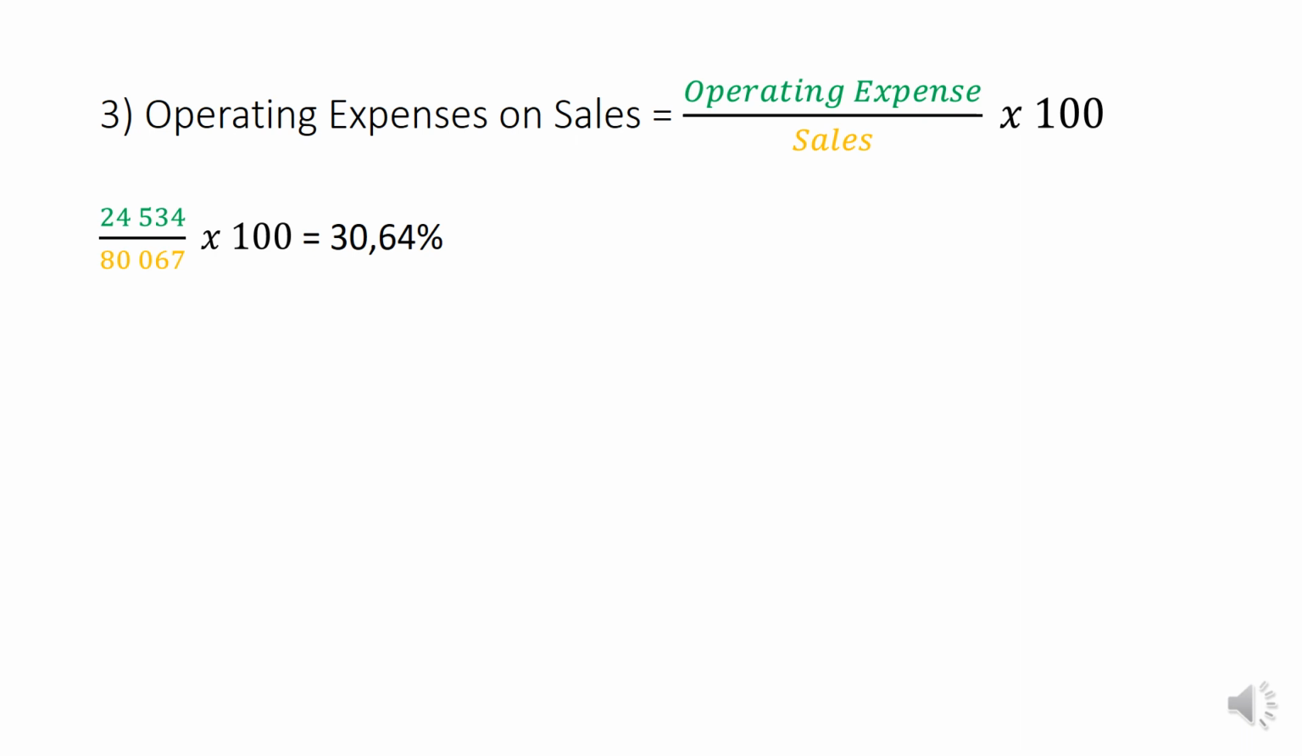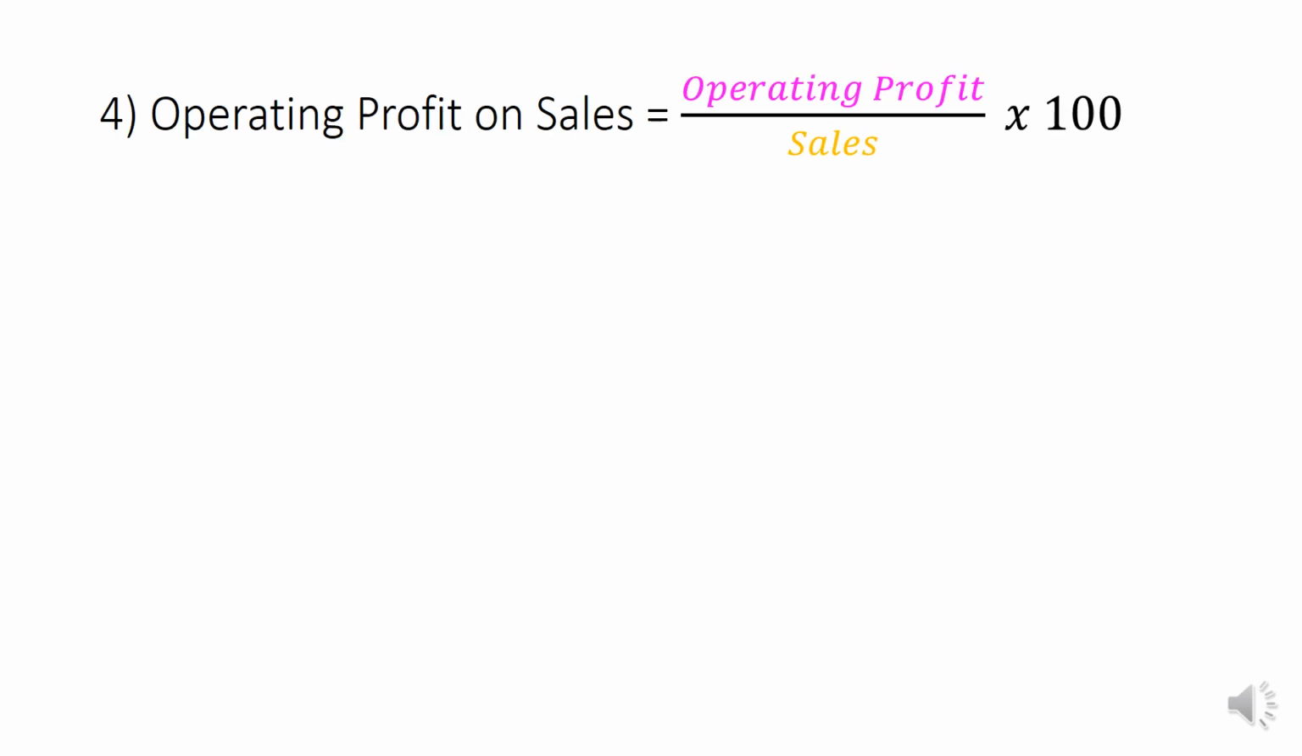And then what you can also do is go and do the calculation for the previous year, which would be 2021, and do a comparison to see whether there was an increase or decrease in our operating expenses over sales. Our fourth calculation is operating profit on sales, which is operating profit in pink divided by sales, which will be in yellow, and we're going to multiply that with 100 to get our percentage.